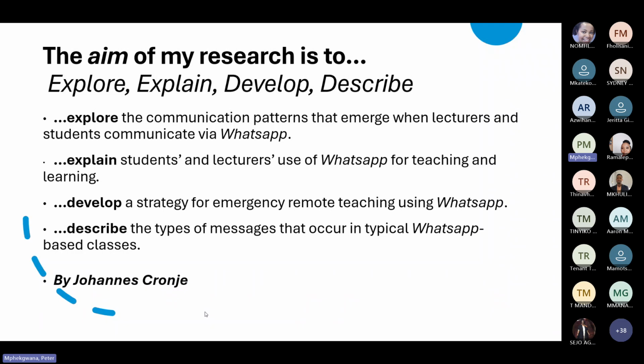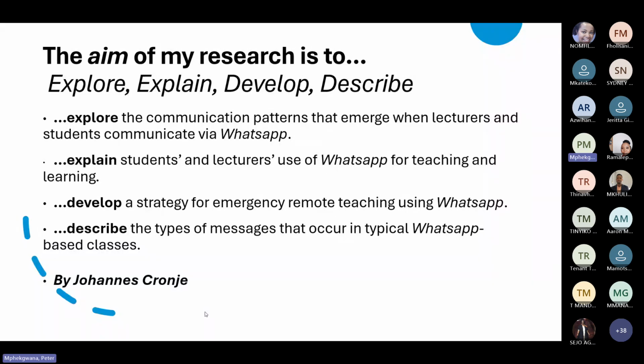Once you know that your research is exploring, then you say the aim of my research is to explore blah, blah. If it's explain, the aim of my research is to explain blah, blah. The aim of my research is to develop a blah, blah. The aim of my research is to describe why we're having so high a divorce rate.